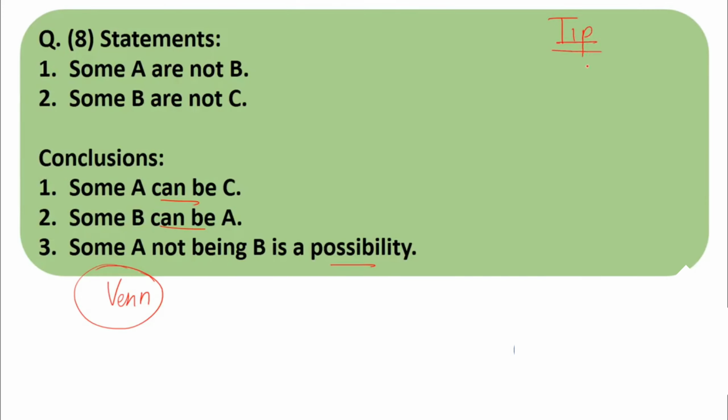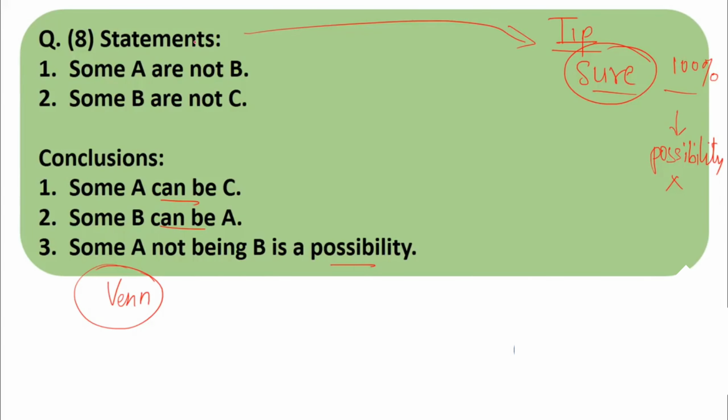The tip is that whenever you know something for sure, 100% guarantee, no doubt at all, from the statements, if you derive something for sure, and in the conclusion it has been written as a possibility, then you can directly mark the conclusion as wrong. So a sure thing, when it is written as a possibility in a conclusion, you can mark that conclusion as wrong. We will see what exactly I am talking about.